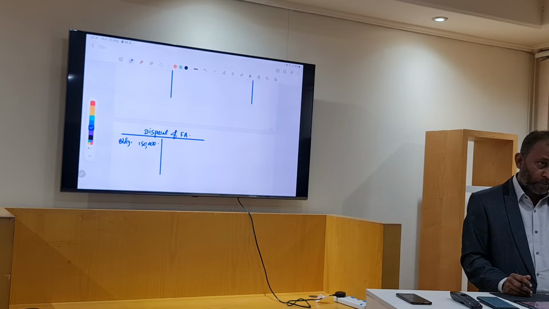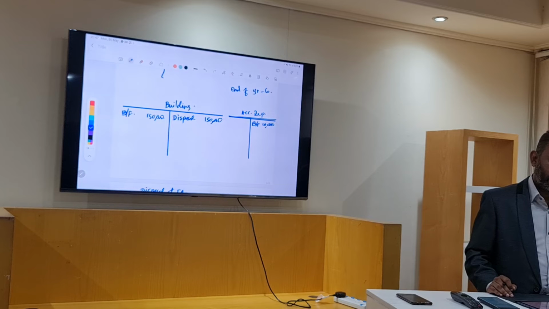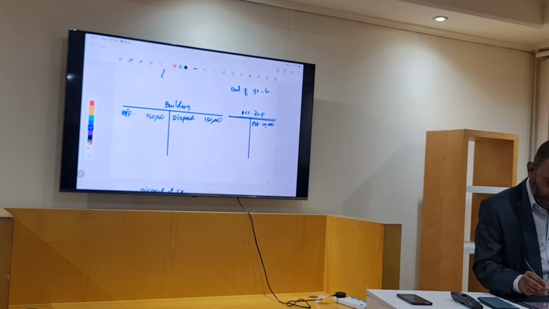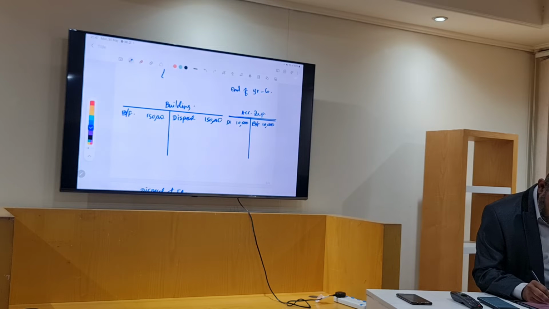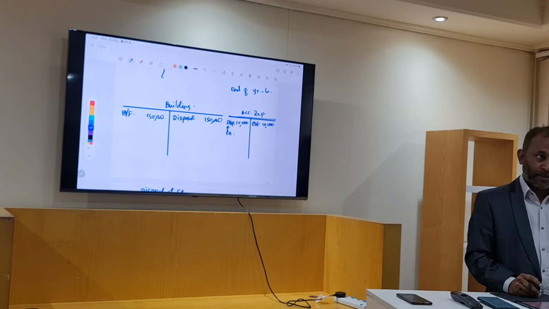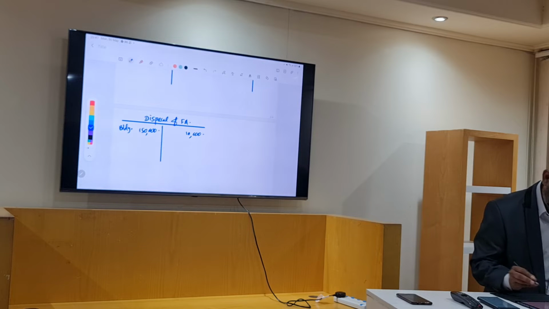Understood or not? Okay. And then can I keep this 10,000 or not? I have to close it. So I should transfer this 10,000 to where? To the disposal of fixed asset account. So I should credit 10,000 coming from accumulated depreciation.